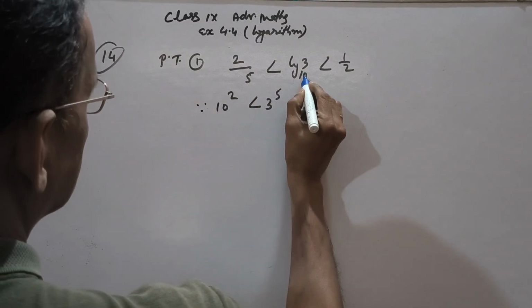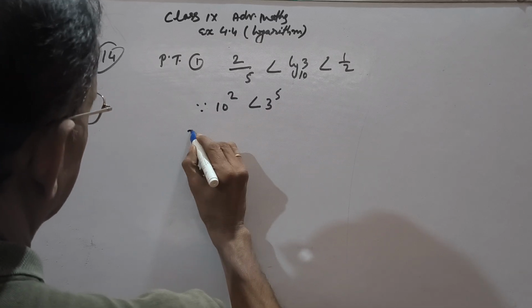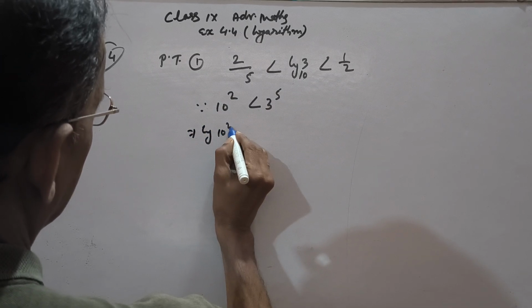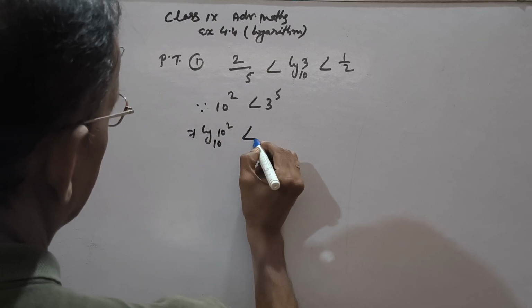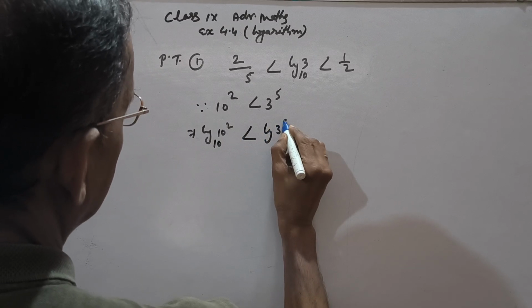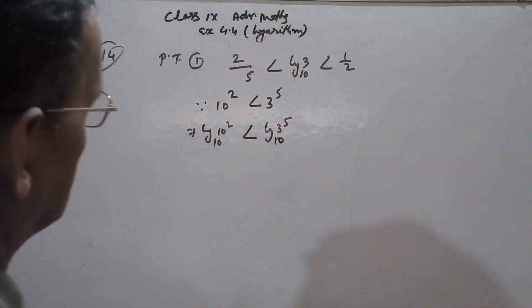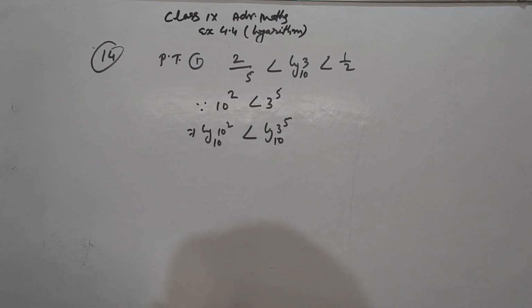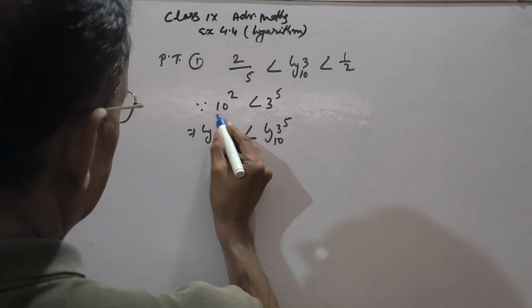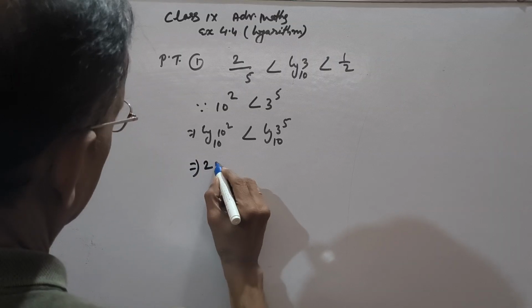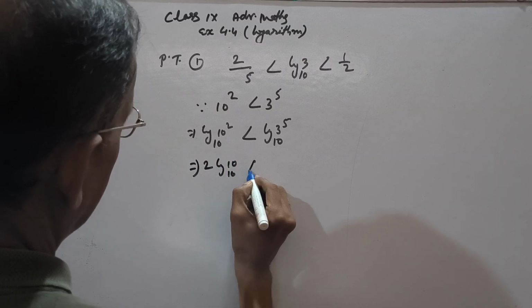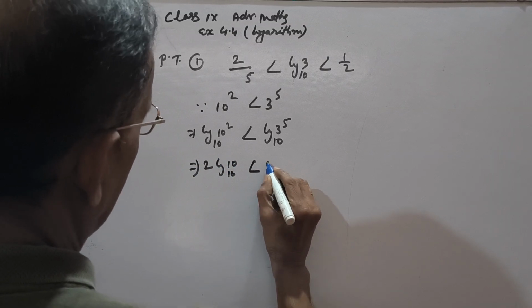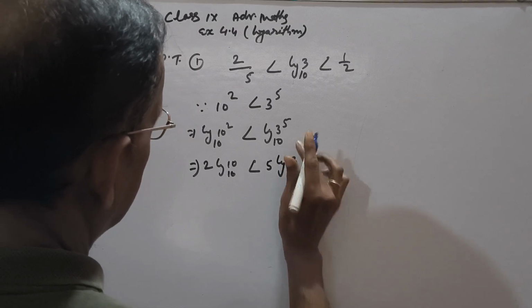So take the log on both sides with the base 10. So log 10 to the power 2 to the base 10 is less than log 3 to the power 5 to the base 10. You are taking log on both sides with the same base. You will always take log on both sides with the same base. So this will come here: 2 log 10 to the base 10 is less than 5 log 3 to the base 10.